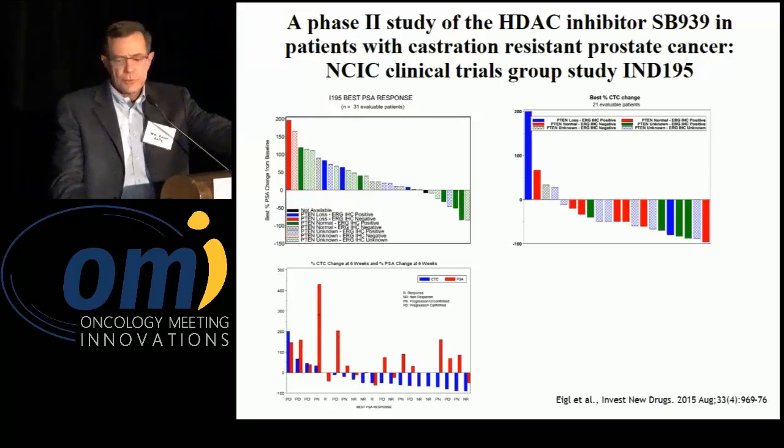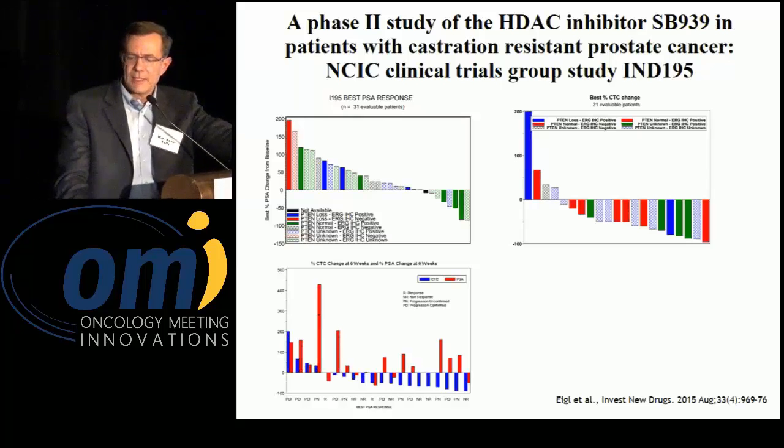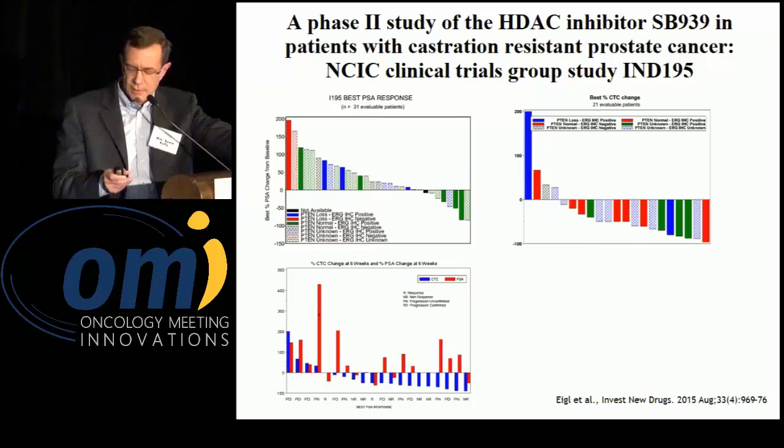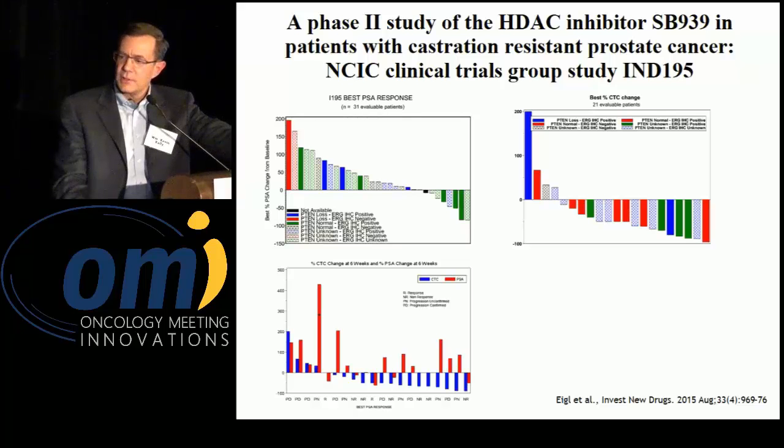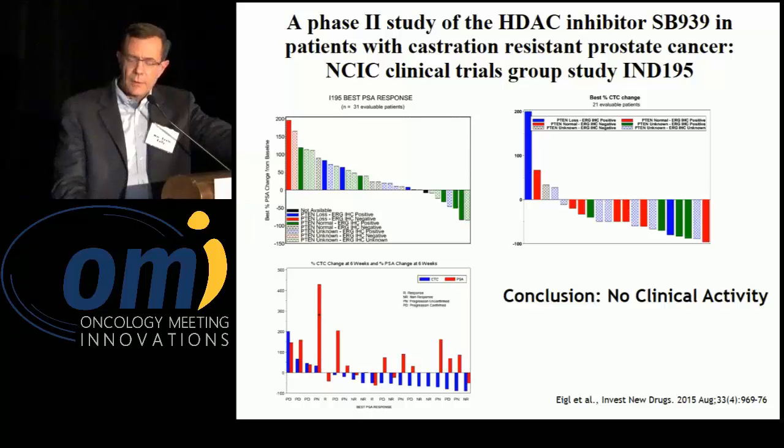The last one was this phase 2 trial with a new HDAC inhibitor, SB939, in patients with castrate-resistant prostate cancer, which is a very interesting study. If you look on the left, the best PSA response in the waterfall plot, you had I'd say a mild effect on the PSA. But what was very interesting, when they looked at changes in CTCs and the proportion that had non-detectable CTCs, the majority actually did. So interesting. But at the end of the day, all the tumors progressed, and the conclusion was no clinical activity.